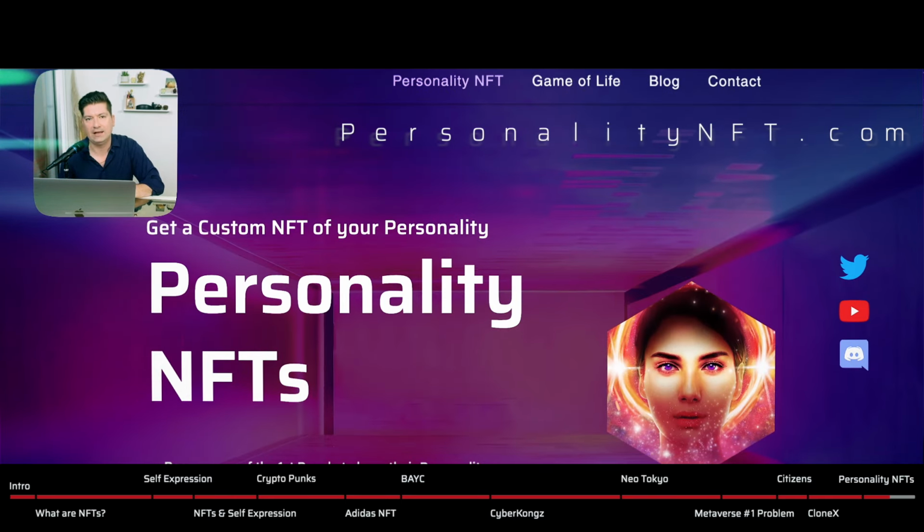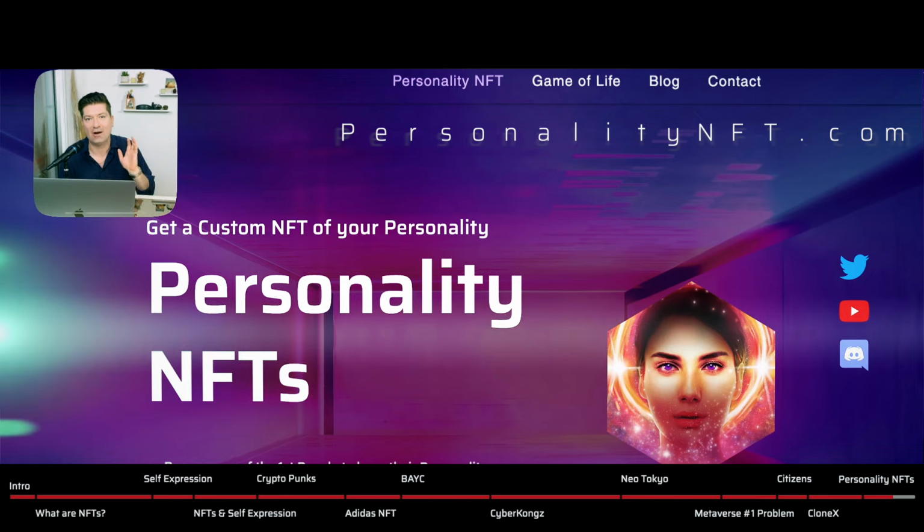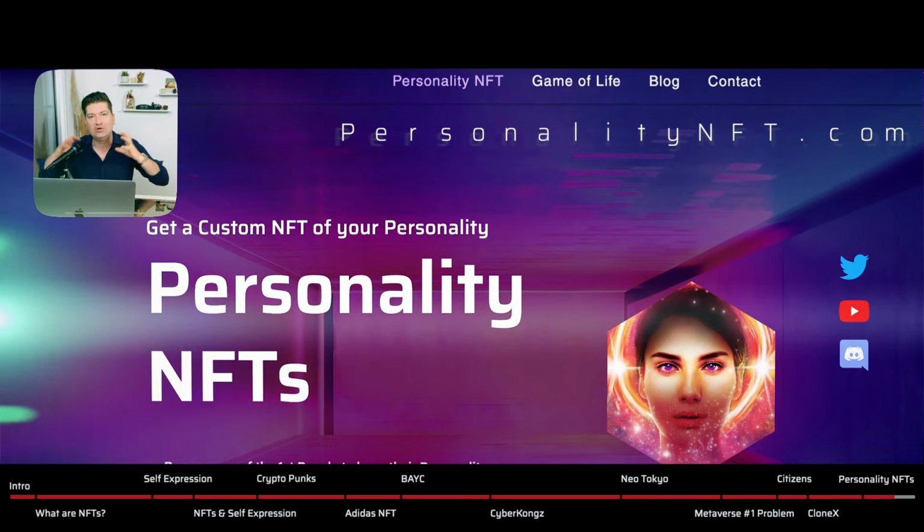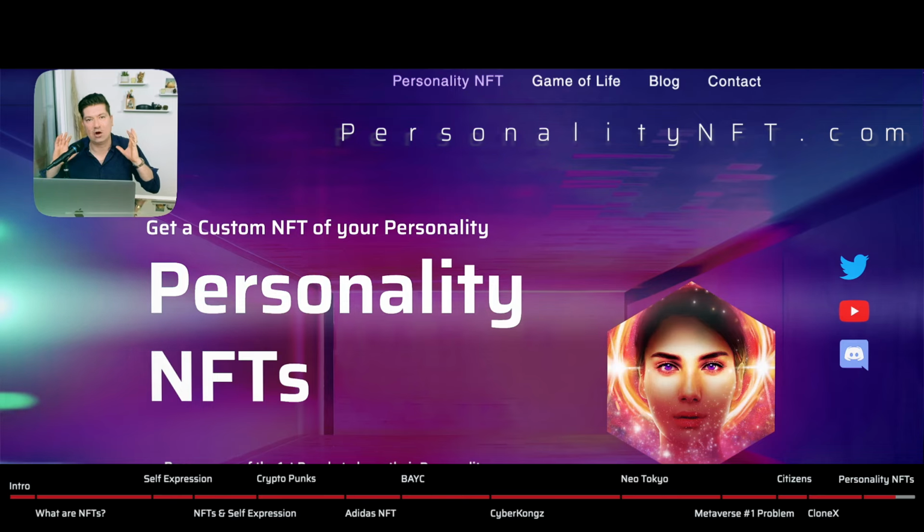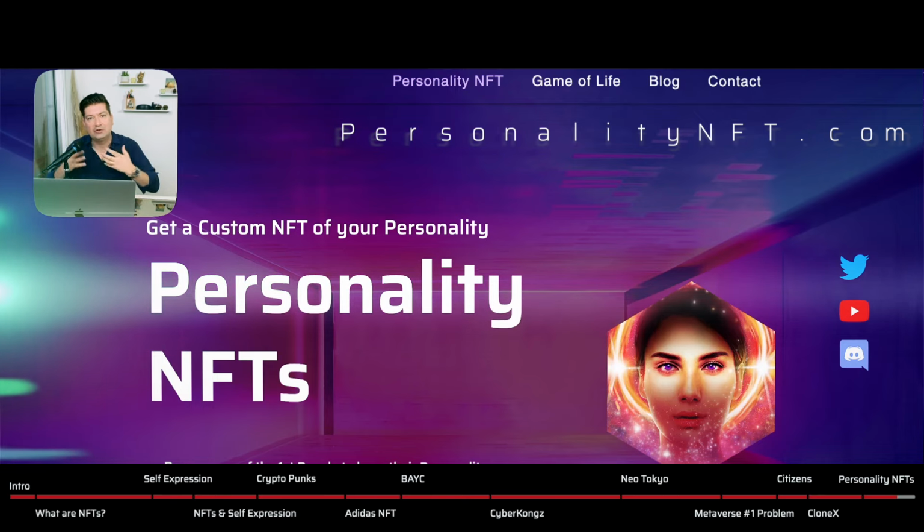And when it's ready, you could be one of the first people to mint your personality on the blockchain, which by itself is very special. So overall, I hope this helped and gives you an idea of what the NFT space is all about, and gives you a way to filter it and how to move forward in it.